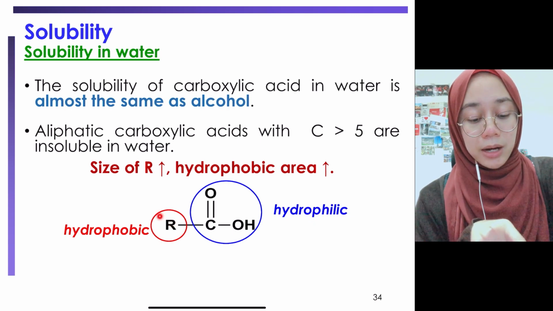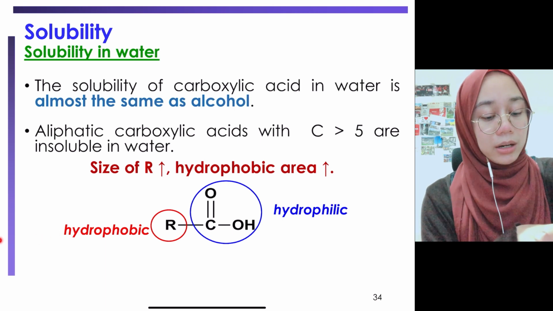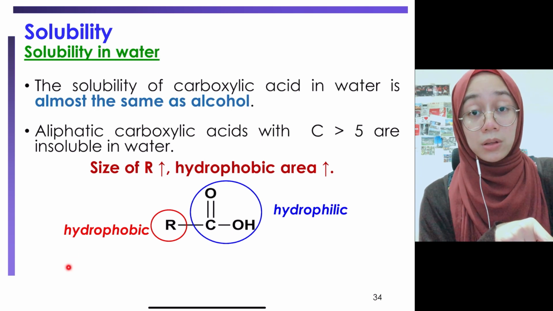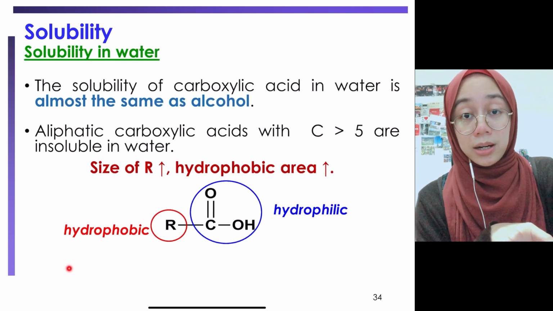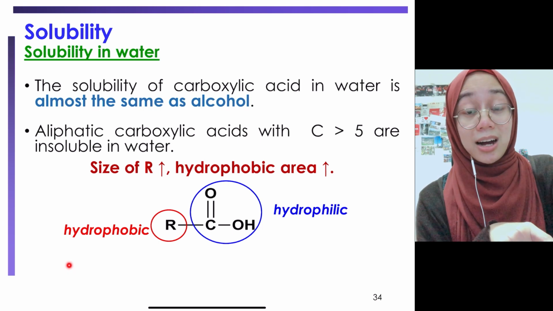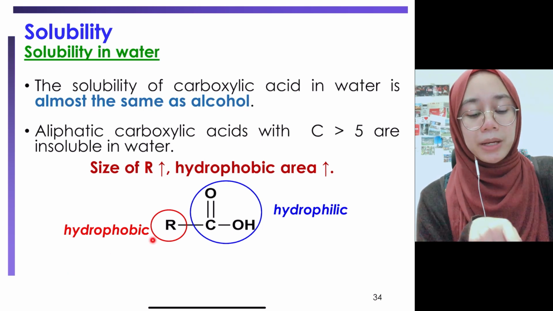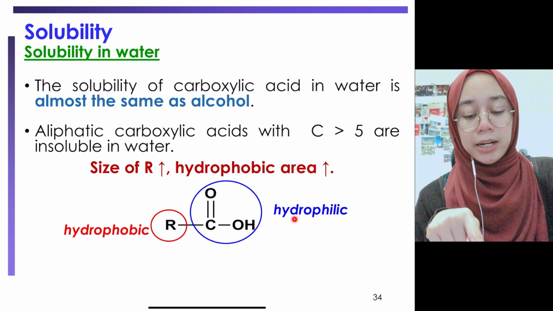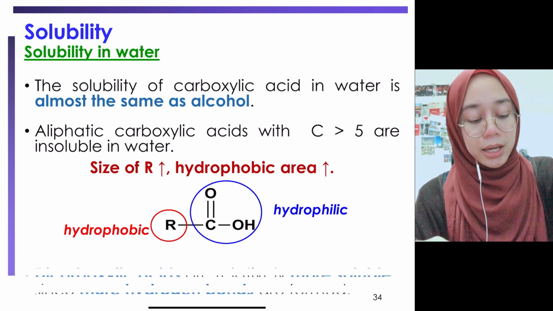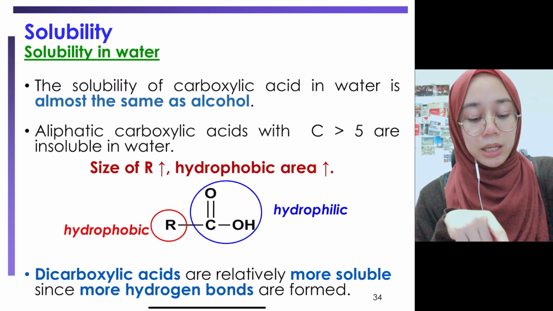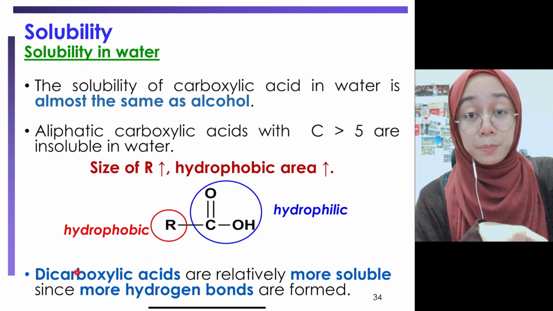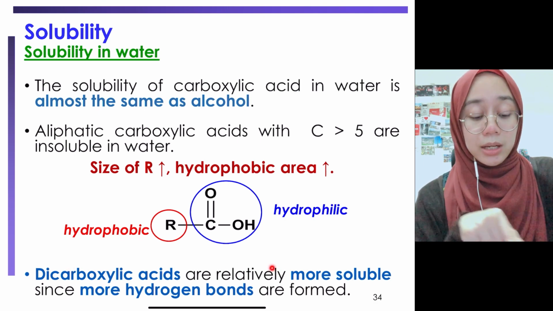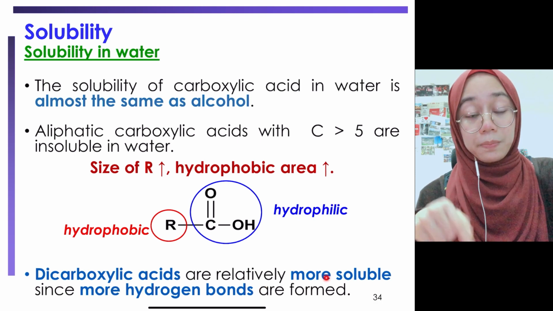So if this alkyl group here panjang, banyak carbon dia, so takkah bahagian hydrophobic area lagi besar? So bila hydrophobic area lagi besar, bermaksud it become less soluble in water. Okay, sebab yang bahagian takut air lagi besar. So susahlah dia nak soluble. Tapi kalau bahagian ni kecil, bermaksud 4 carbon ke bawah, so usually dia adalah soluble in water. Okay, and then basically class, if lagi banyak carboxylic acid, carboxyl group, so kalau dicarboxylic acid ni kan, so lagi banyak carboxyl group, bermaksud lagi soluble lah, because more hydrogen bond can be formed. Okay.